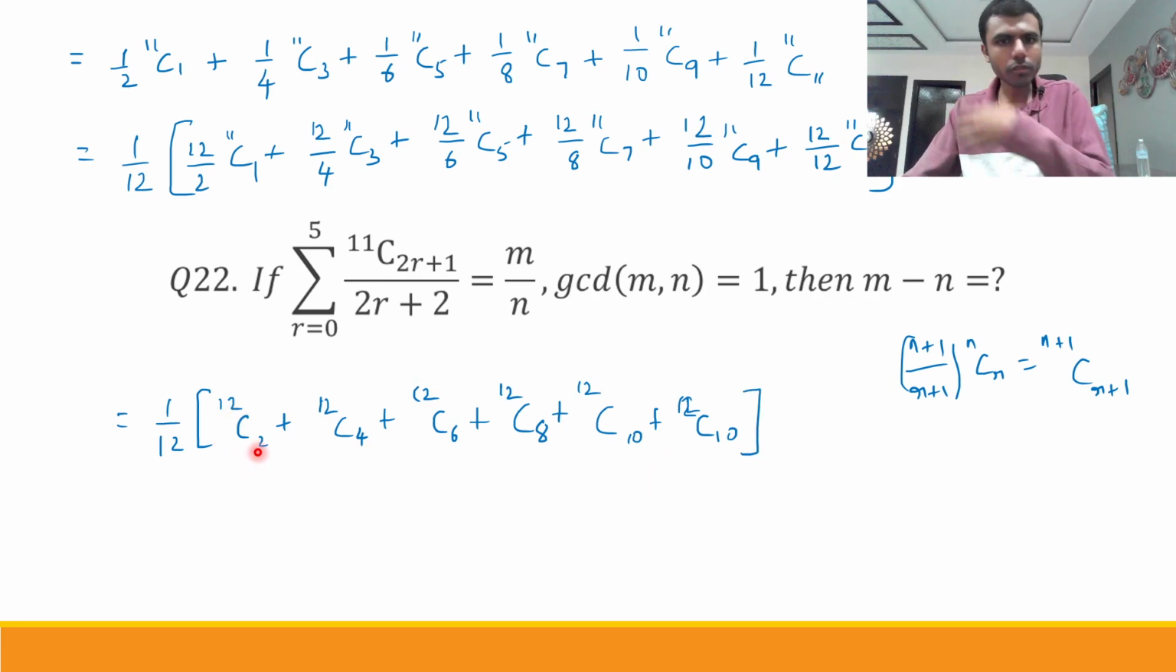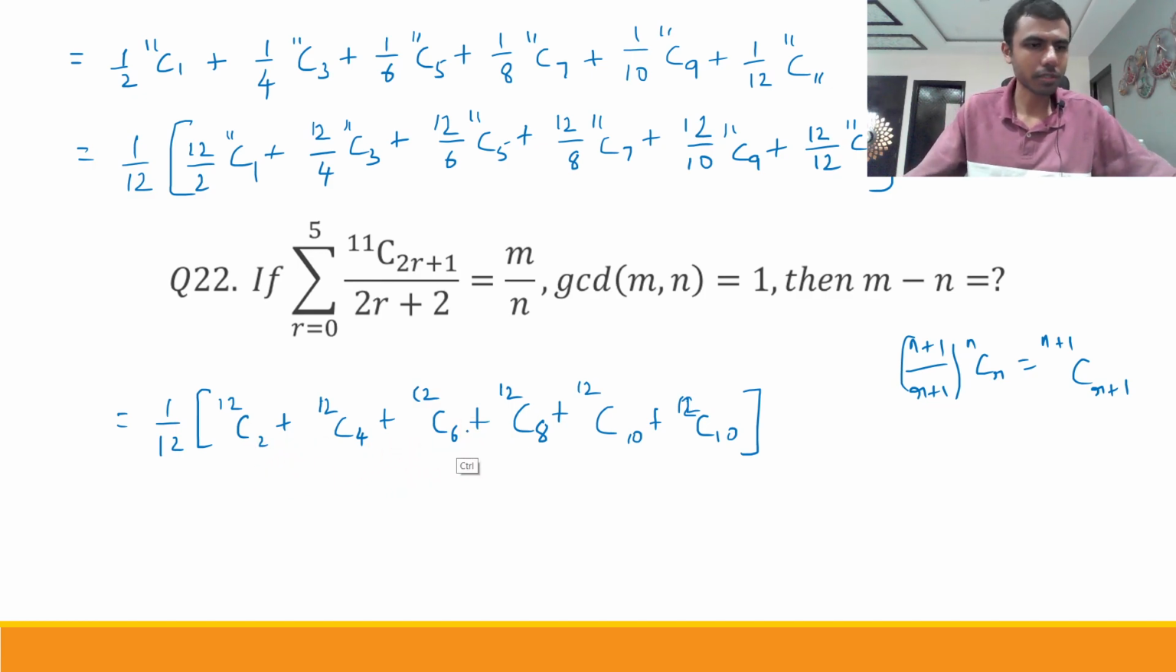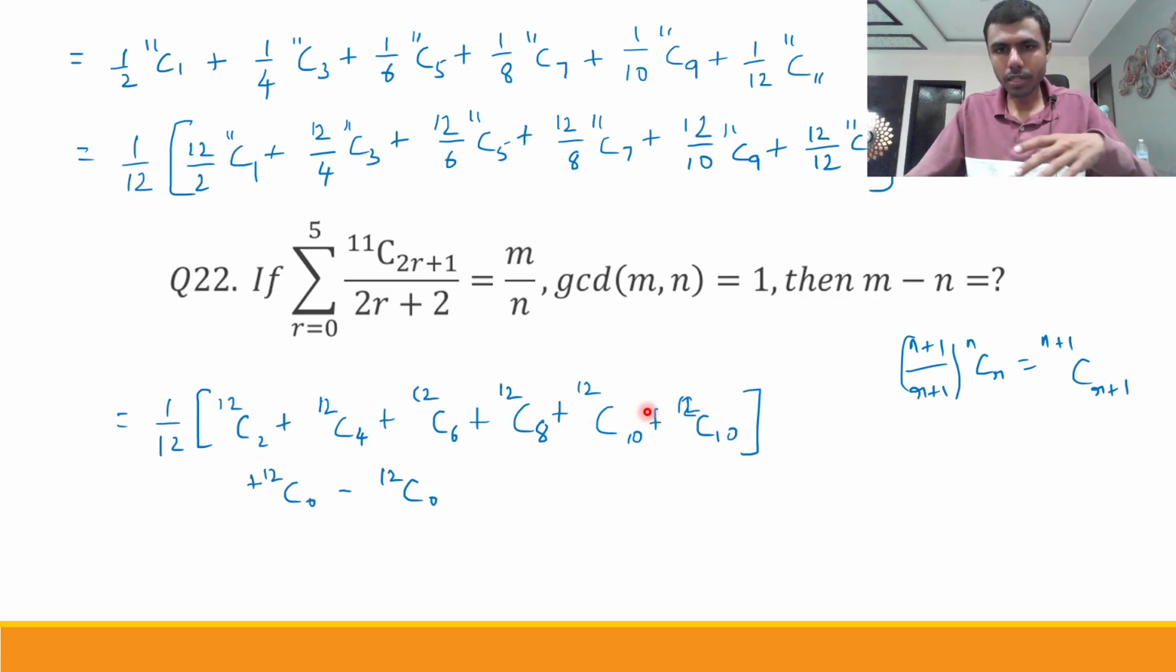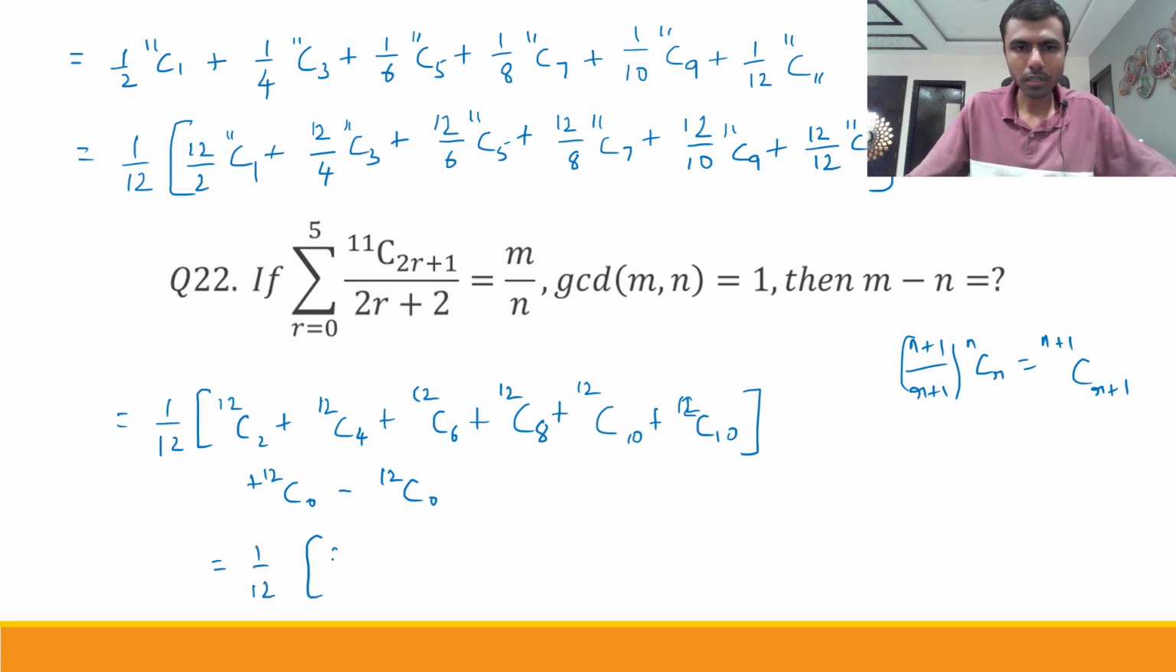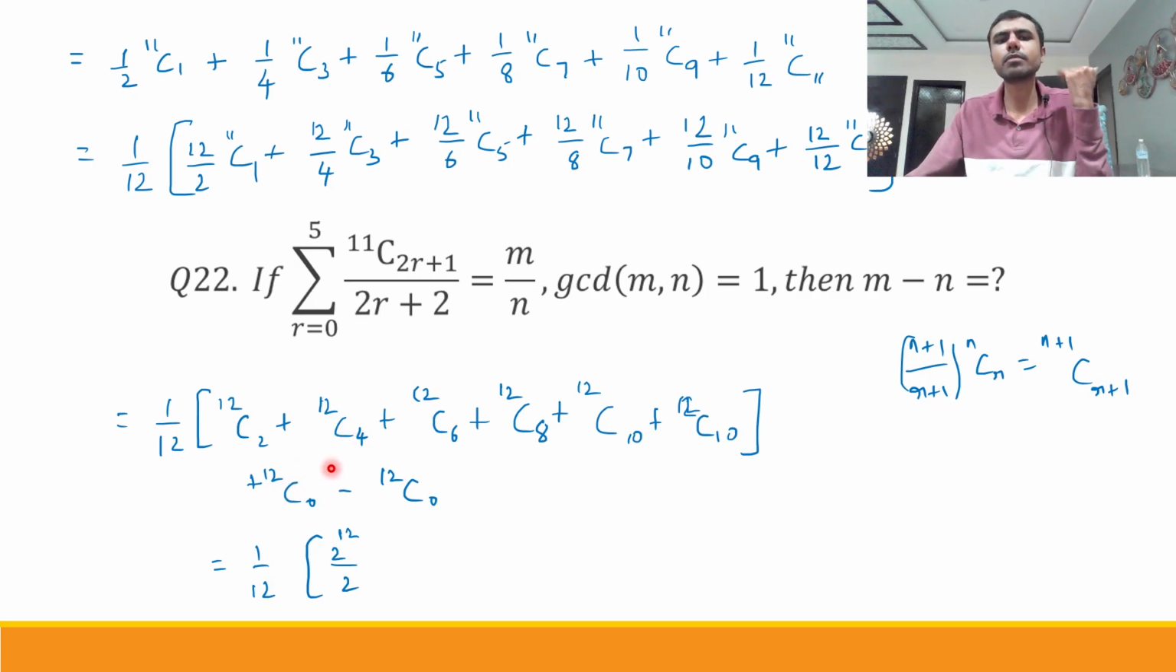See, this is like 12C2, 4, all the even places are there. Only 12C0 is missing. So just add and subtract 12C0 inside the bracket. So this entire one, 12C0 plus this, would be nothing but 2 power 12. I'm only going to do till here, you need to do the rest. That is going to be 2 power 12 by 2, like the sum of odd placed terms is equal to the sum of even placed terms, which is equal to 2 power n by 2, minus 1. I've almost done the sum.